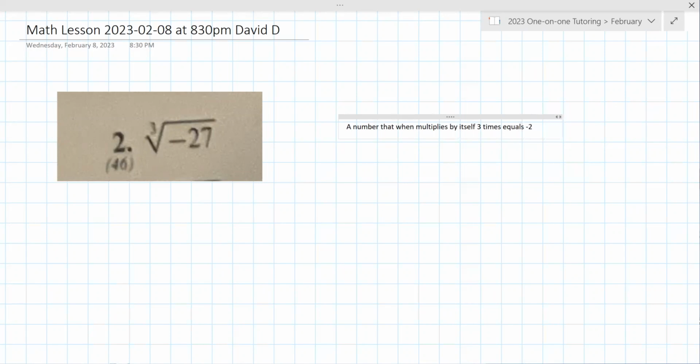Equals negative 27. Okay, so a number by itself means like 2 times 2 times 2. That's 3 times. 1, 2, 3. But that's not the answer. That's 8. To get to 27, it's 3 times 3 times 3.